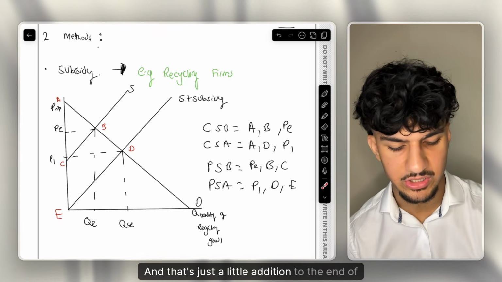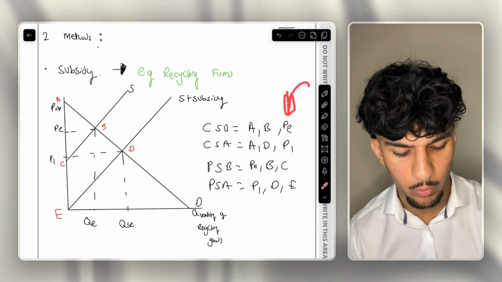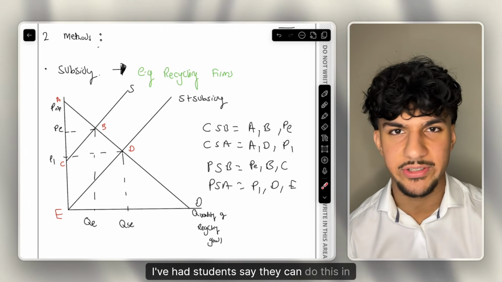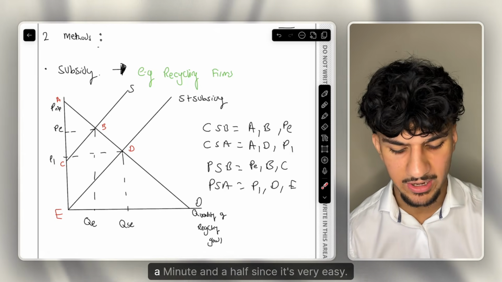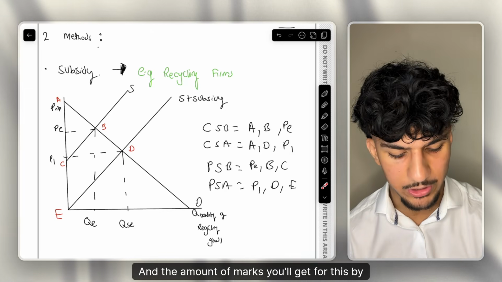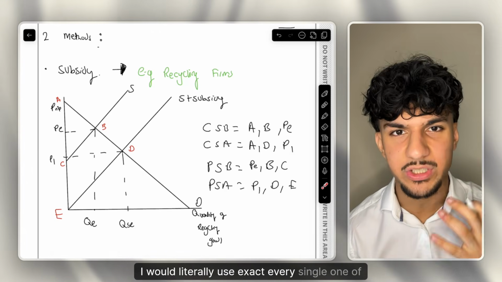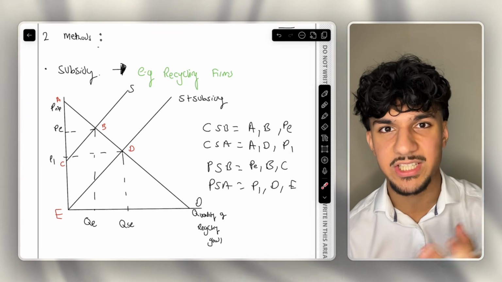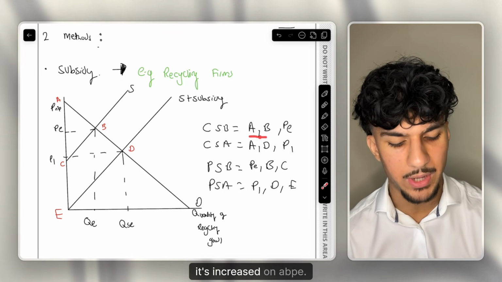And that's just a little addition to the end of the chain of analysis. If you've practiced this diagram and you know how to manipulate it, I've had students say they can do this in literally a minute and a half, since it's very easy. I would use every single one of these points. Don't just say consumer surplus increases, producer surplus increases. Say where it's increased from. It's increased from A, B, P, E.